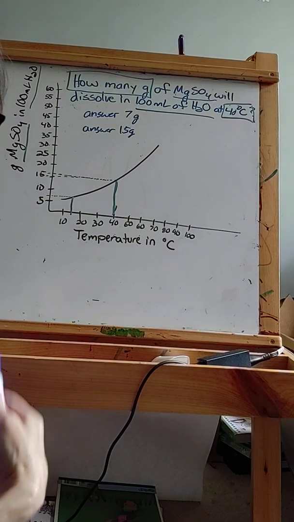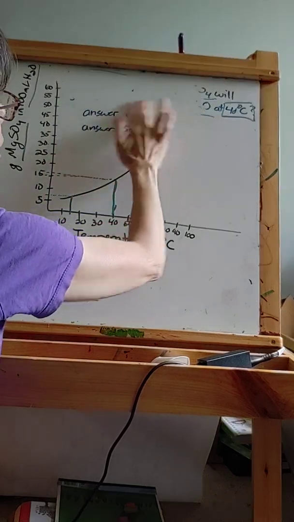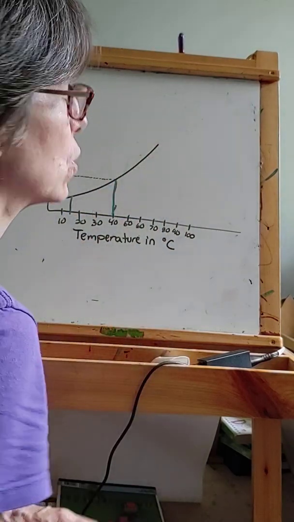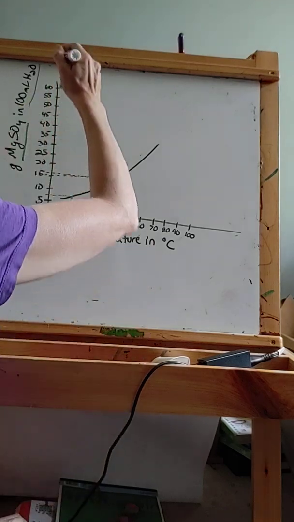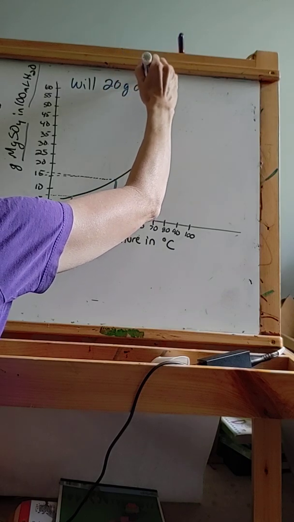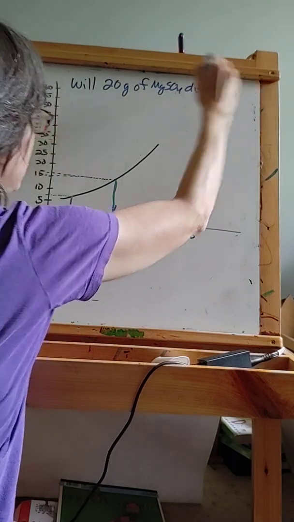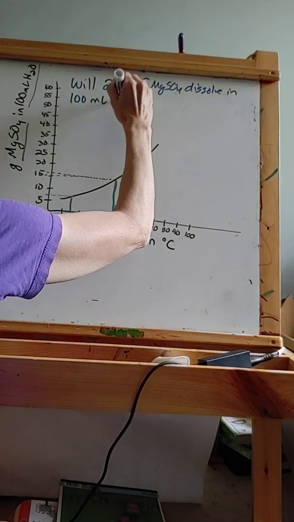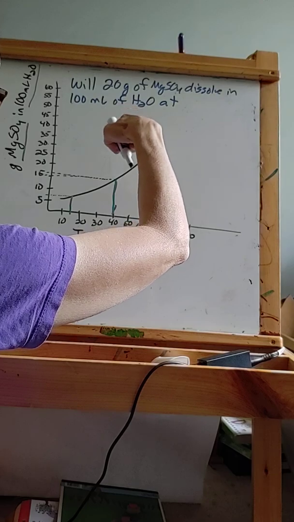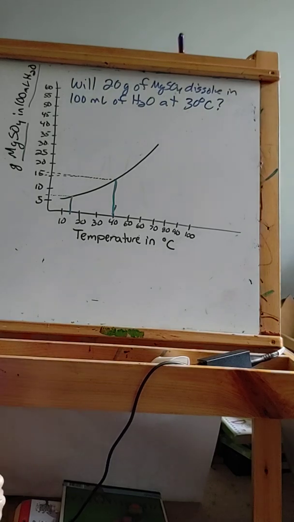Now, another kind of problem that you might see is something like they might give you a certain number of grams and they'll ask you, will this much dissolve at a certain temperature? So maybe the question is, will 20 grams of magnesium sulfate dissolve in 100 milliliters of water at 30 degrees Celsius? So how do we do this kind of problem?